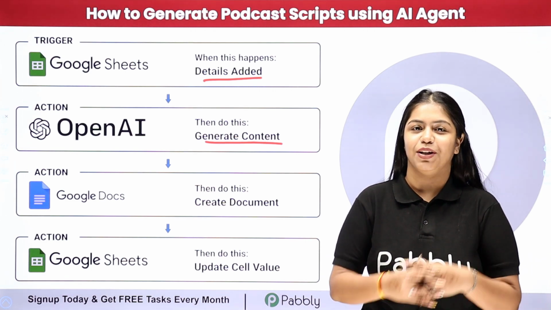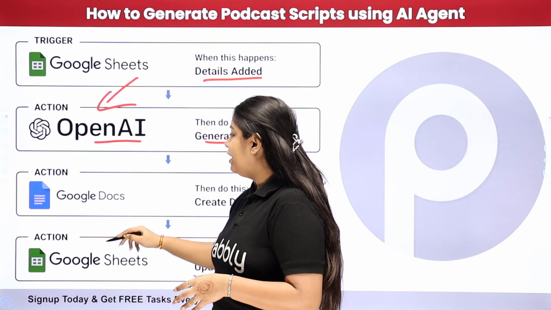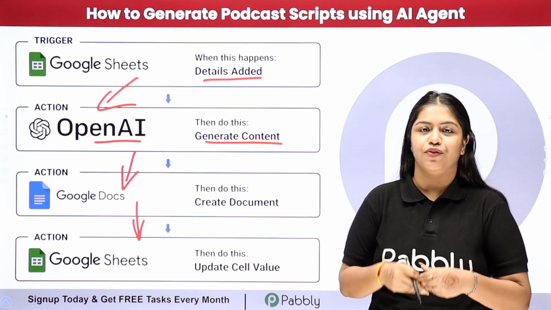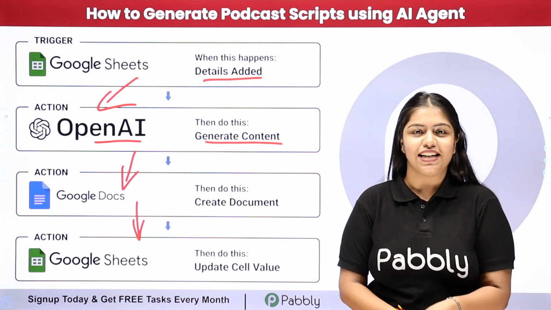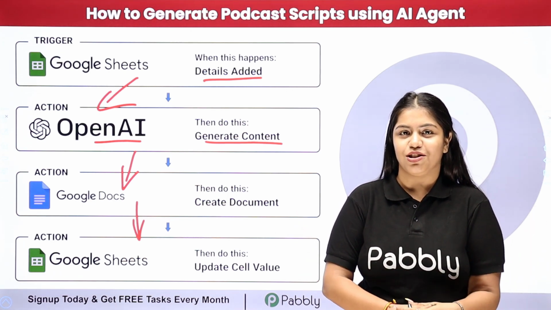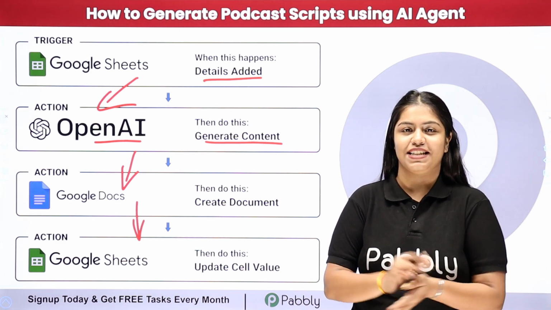So to do this, we are simply going to create a connection between Google Sheets, my AI agent, which is OpenAI, Google Docs and Google Sheets. And to create this connection without knowing any programming or coding language, we are going to use Pabbly Connect. It is an amazing automation software. So if you also want to create this amazing automation for your own business, then for that you have to come with me towards my screen.